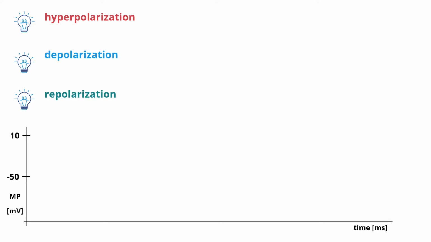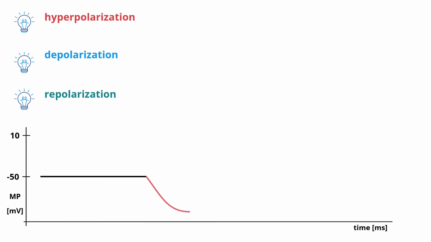Imagine that our cell has a negative membrane potential of, let's say, minus 50 mV. Now let's say that some negatively charged ions, for example chloride anions, enter the cell and the membrane potential becomes even more negative.